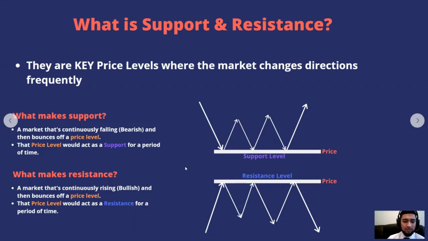As for resistance, a market that's continuously rising and then bounces off a price level, that price level would act as a resistance for a period of time. And again, from the example on the right hand side, we can see how this market kept going up until it came across a resistance level, which is a price, and then it bounced off it numerous times.